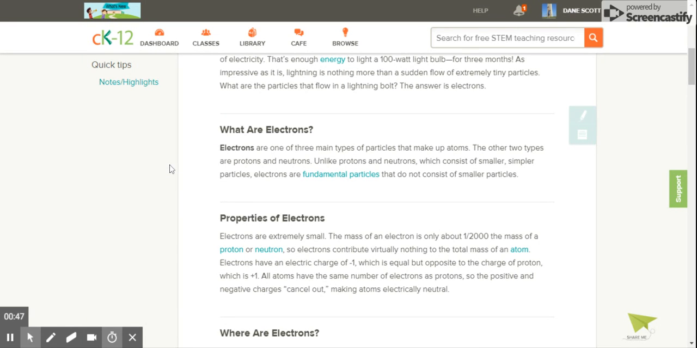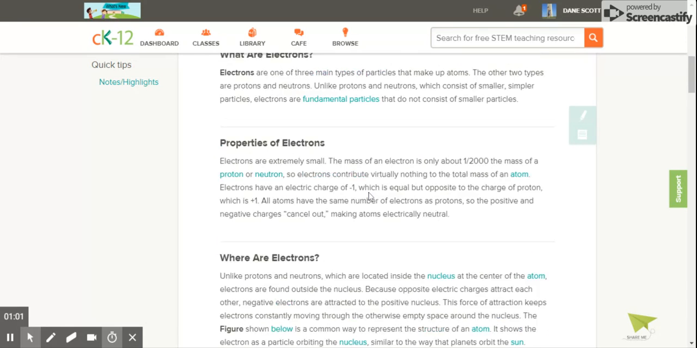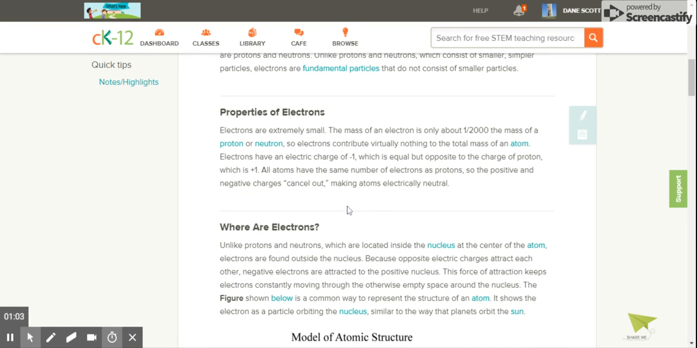Electrons are one of 3 main types of particles that make up atoms. The other 2 types are protons and neutrons. Unlike protons and neutrons, which consist of smaller, simpler particles, electrons are fundamental particles that do not consist of smaller particles. The properties of electrons.